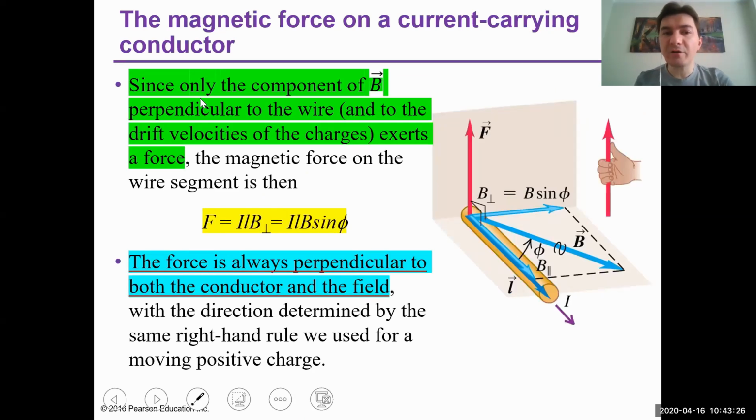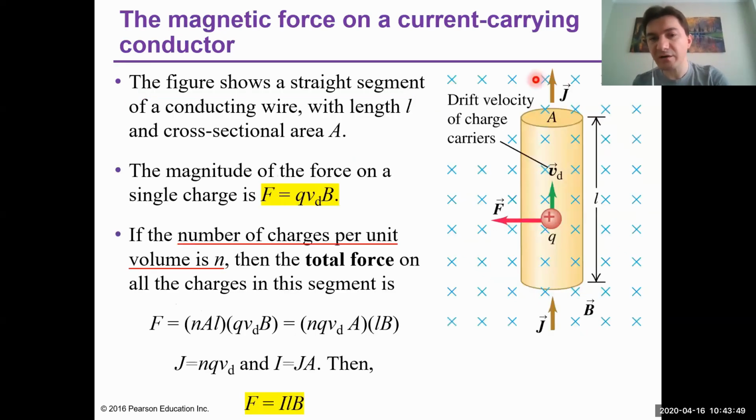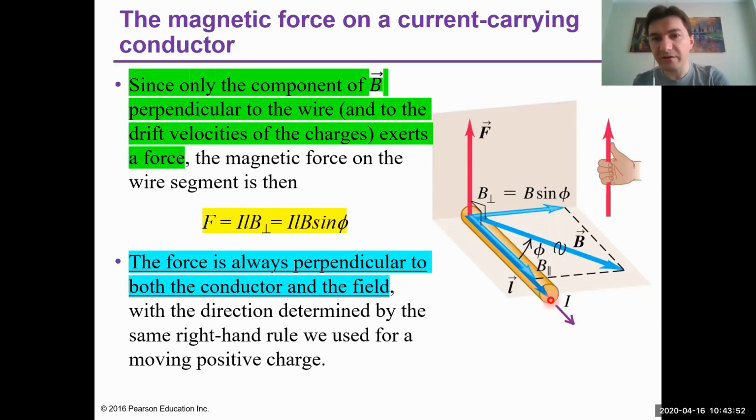But what about the direction of the magnetic field? We know from the last lecture that only the component of B perpendicular to the wire, and perpendicular to the drift velocities of the charges, exerts a force. So let's consider that this is the conducting wire. It is located like this, and then we apply the magnetic field in that direction. So there is an angle in between, phi, here. This is the direction of the current. This is the length of the wire, and the magnetic field is applied along that direction.